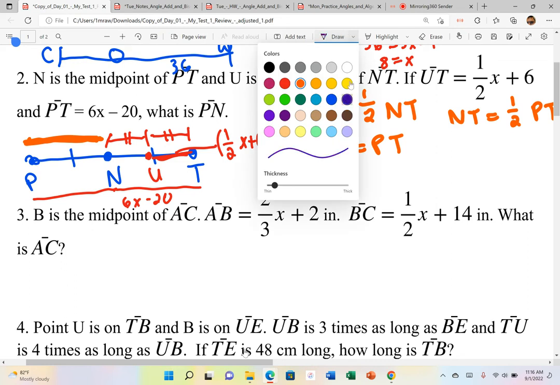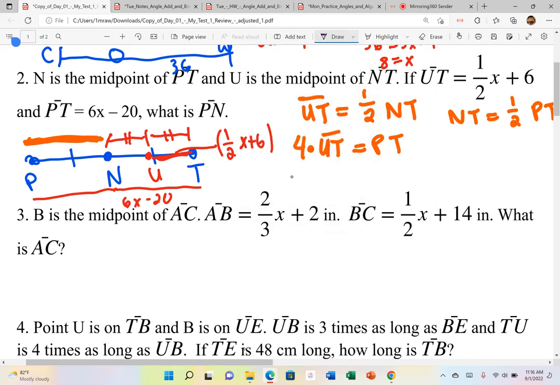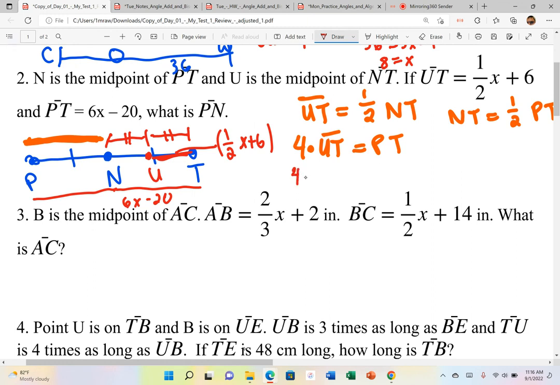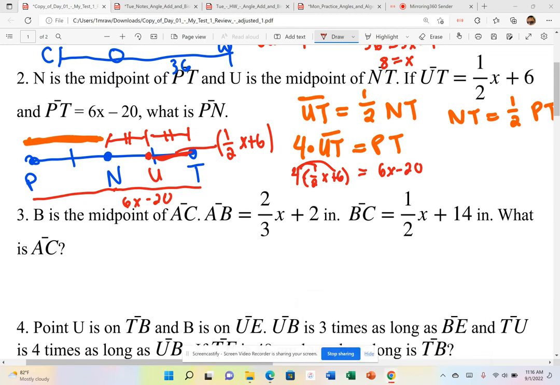Okay. So now that we know that, now we can start to put the expressions in. 4 times 1/2 x plus 6 equals 6x minus 20. Right? Distribute the 4. Fantastic.